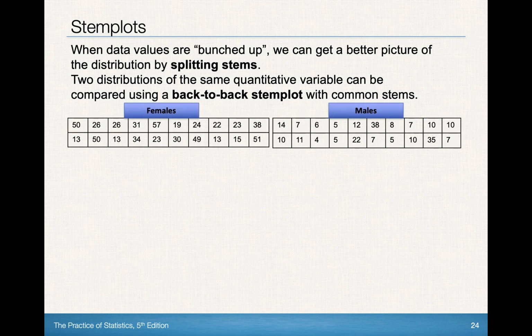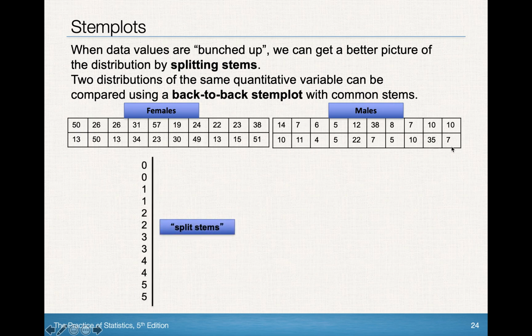So here are the data for the females. This is the data. And then I asked the same question to the males. And here is the data for the males. Okay, so I'm going to split the stems like so. So now numbers 0 through 5 would be in the first row, whereas numbers 6 through 9 would be here, and so forth for every single stem and leaf. So my leaves 0 through 4, and then 5 through 9, and then 0 through 4, and then 5 through 9.